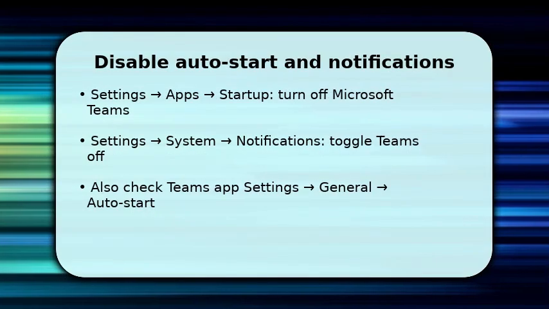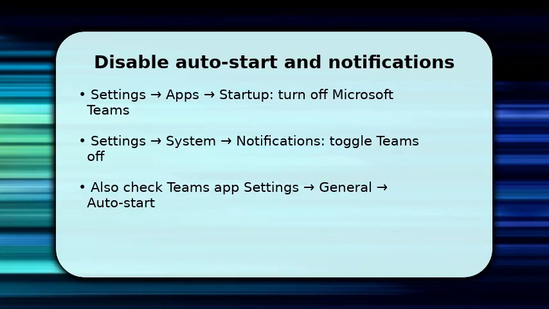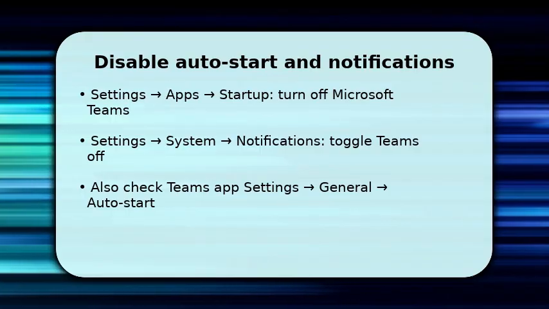Next, disable Teams from starting automatically and suppress its notifications. Go to Settings, Apps, Startup, and switch off Microsoft Teams so it won't launch at sign-in. This prevents pop-ups when you log on. Then open Settings, System, Notifications, and locate Microsoft Teams to toggle notifications off, which stops banner alerts and sounds.